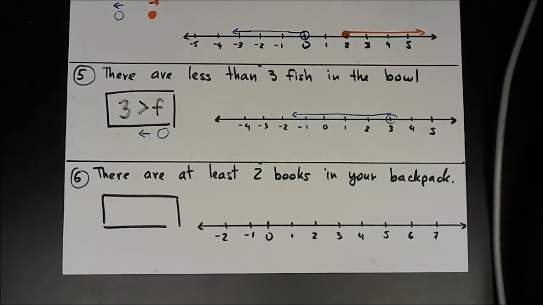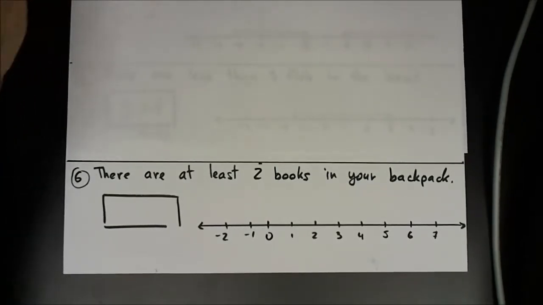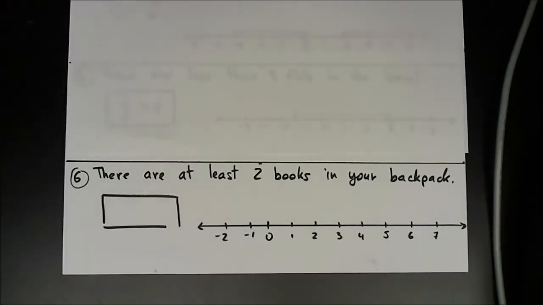6. There are at least 2 books in your backpack. Probably there are. Some even more than that. I see some heavy backpacks. At any rate, at least. So which symbol should I use? Combo or non-combo? Combo, because 2 is included, at least 2 or more. So I'm going to use a combo symbol.